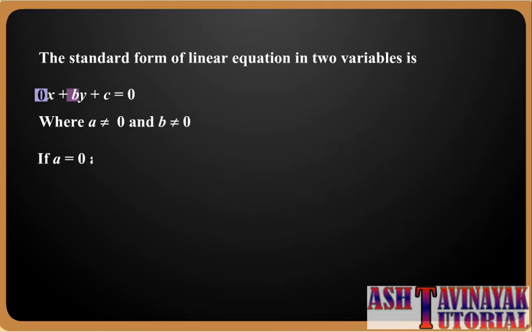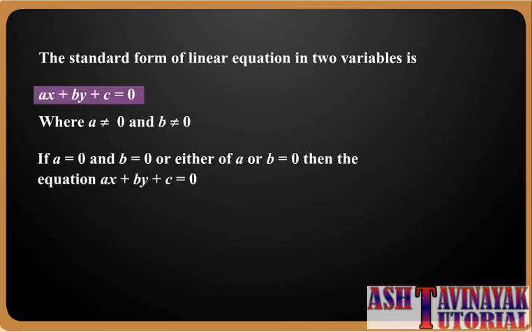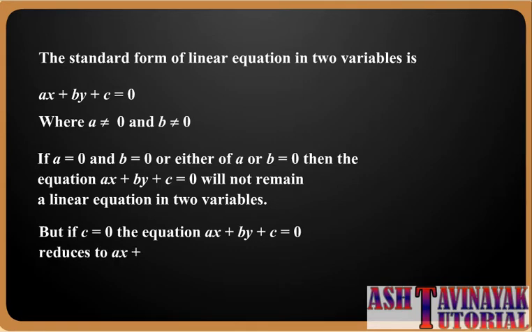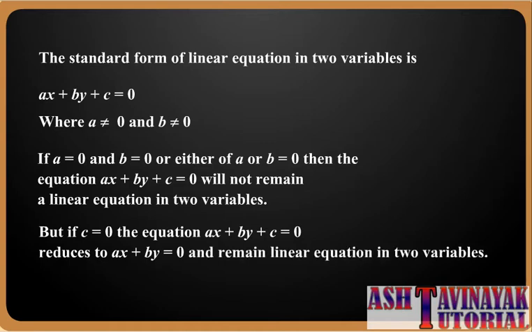If a is equal to 0 and b is equal to 0, or either of a or b is equal to 0, then the equation ax + by + c = 0 will not remain a linear equation in two variables. But if c is equal to 0, the equation ax + by + c = 0 reduces to ax + by = 0 and remains a linear equation in two variables.